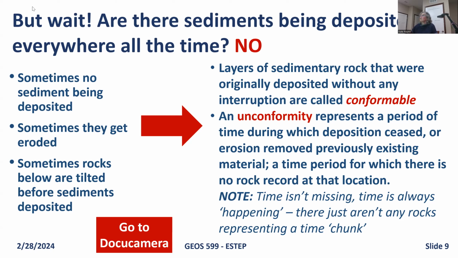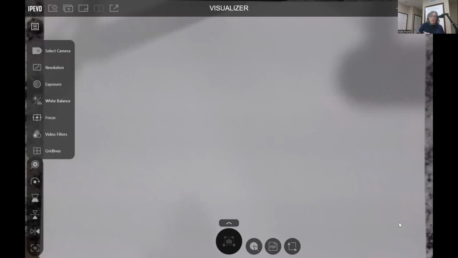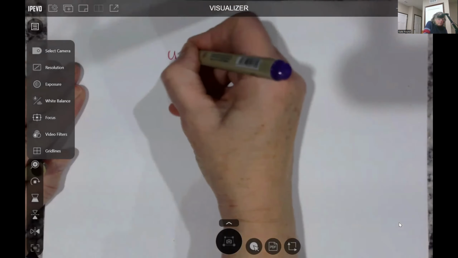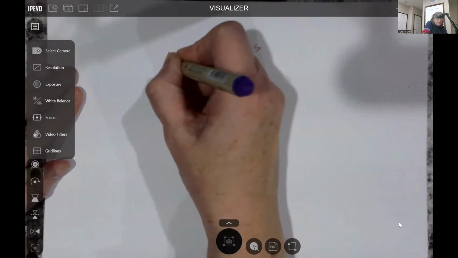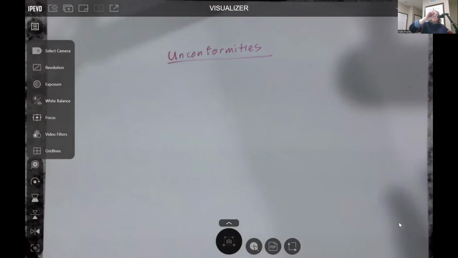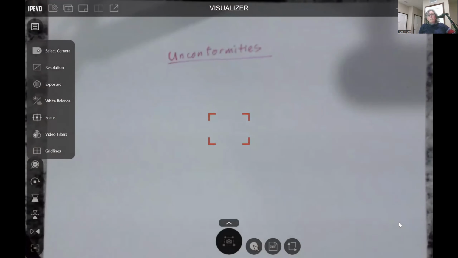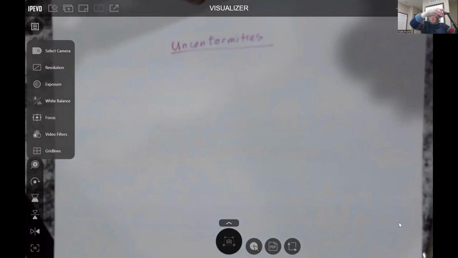So I'm going to just switch to the document camera here. Bear with me a moment. And I'm going to draw some examples of these unconformities. I don't like that color. All right. And there are three main types of unconformity. Let's see, I need to just focus that a bit better. Come on.